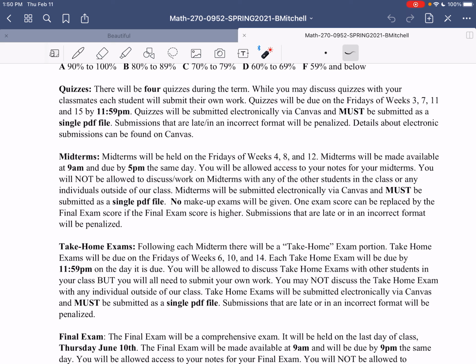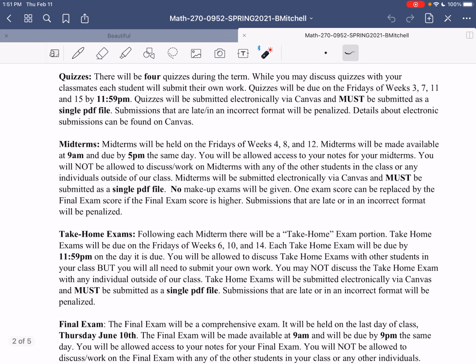So you'll notice that the submission structure for take-home exams is more similar to quizzes in the sense that you have them open for several weeks and you have until the end of the day on the due date to submit it. For take-home exams, similar to quizzes, you're allowed to discuss the take-home exams with other students in the class, but once again, you will need to submit your own work. For all of our assignments in our class, you cannot discuss them with individuals outside of our class. Take-home exams will also be submitted electronically via Canvas and once again must be submitted as single PDF files.